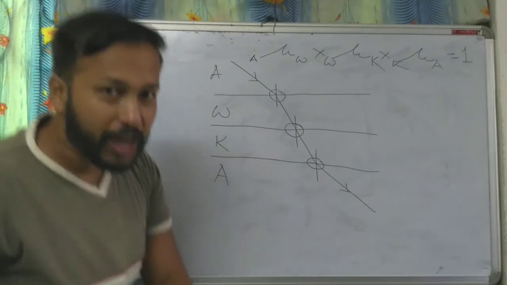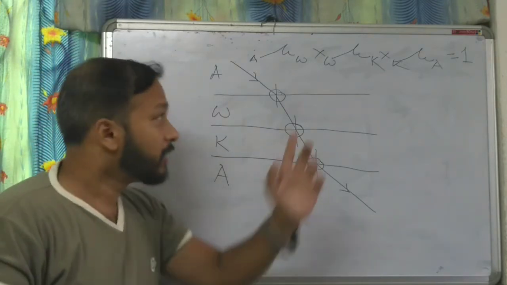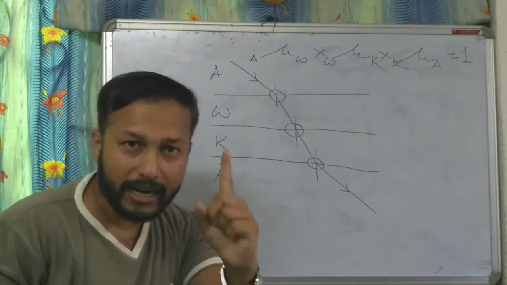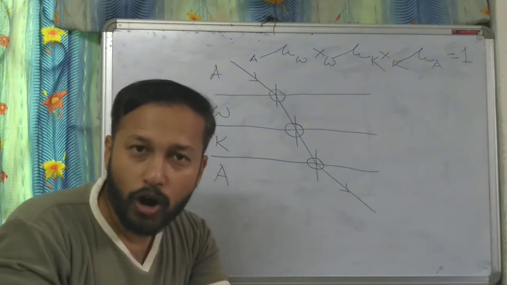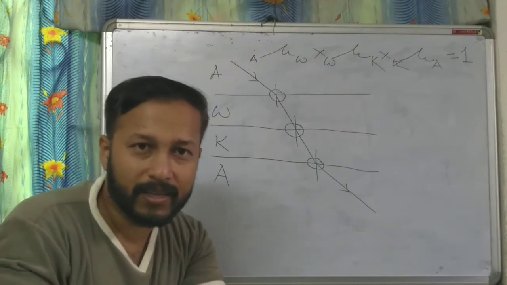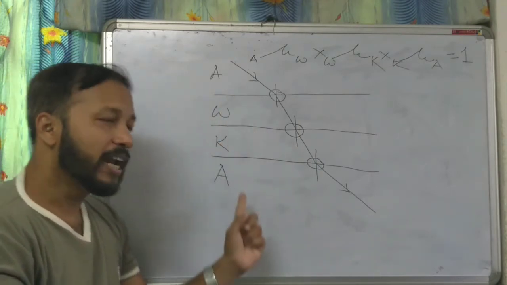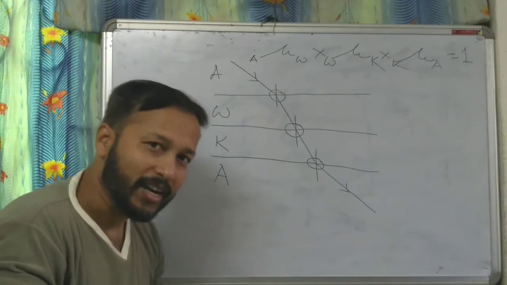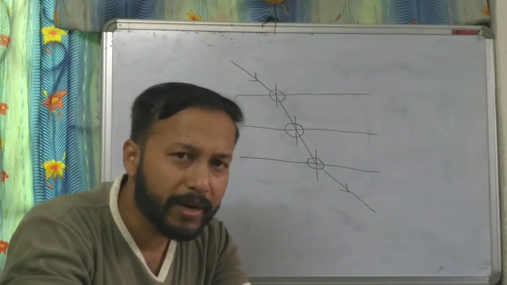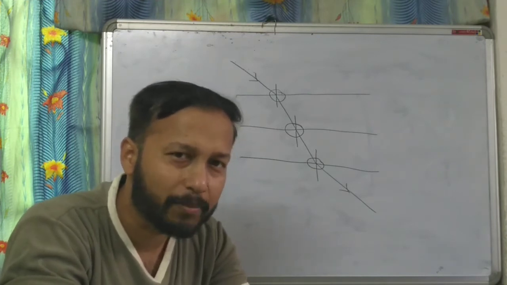The rule which I told you, that if you multiply the refractive indices you will get 1, is true only when the first and last medium are the same. Here the first medium is air, and the last medium is also air. Understood? Now let us solve a numerical based on this theory. This numerical is very important for your exam.